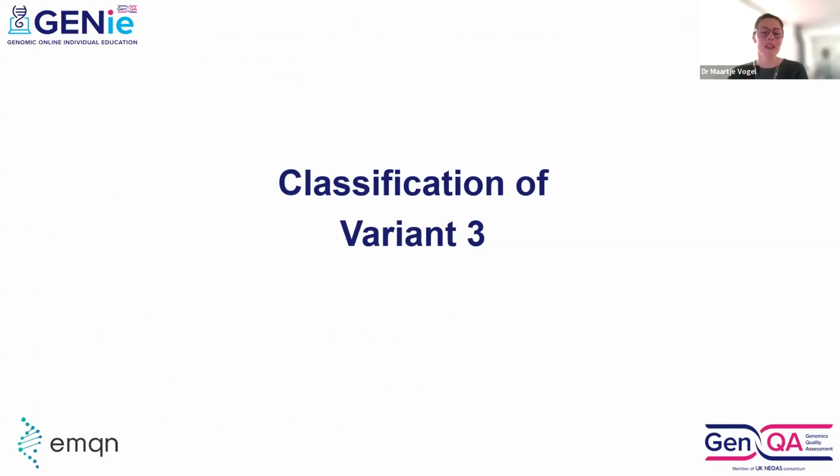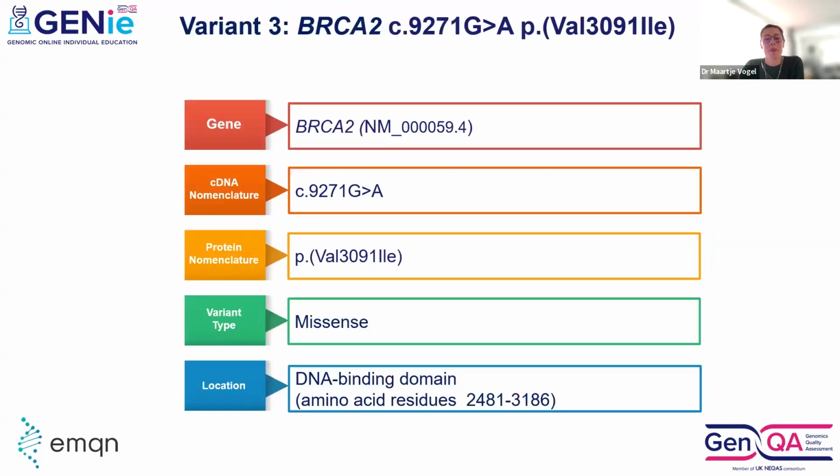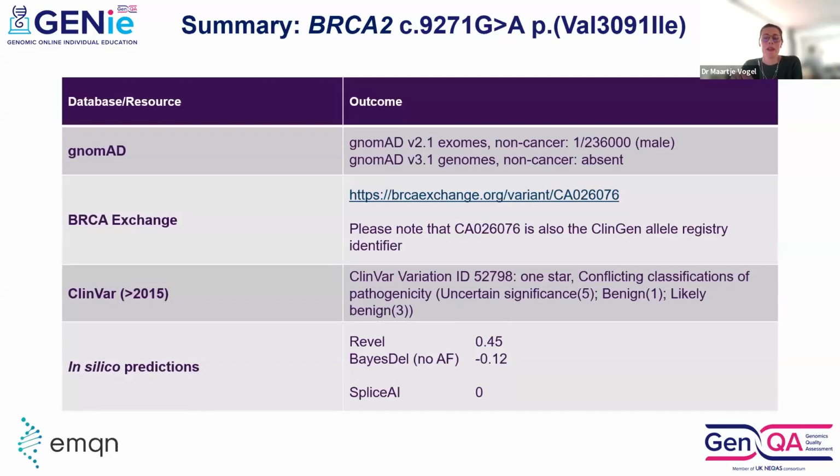Thank you. So variant number 3. Next slide, please. This is also a missense variant in BRCA2, which is located in the DNA binding domain. Next slide, please. There's one male found in NOMAD version 2, and this variant is not present in NOMAD version 3. There are several submissions in ClinVar, and the variant is there classified ranging from VUS through likely benign to benign. And on this slide, you also find the in silico predictions that we used in our classification. Next slide, please.